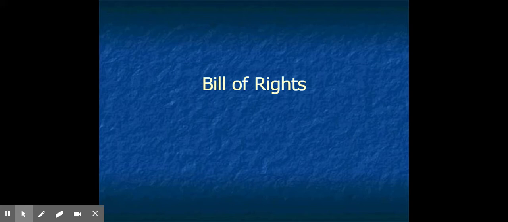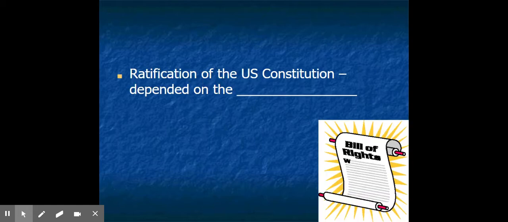And that's where we're going to pick up with today's lesson expressly on the Bill of Rights. Okay, so the first thing we need to remember is that ratification of the U.S. Constitution depended on the addition of the Bill of Rights. Okay, the Anti-Federalists kind of forced the Federalist hand on this. They say we will not endorse this document unless you include a Bill of Rights.